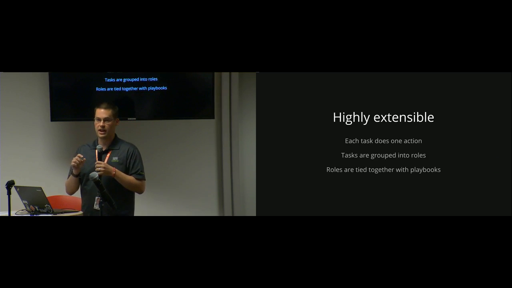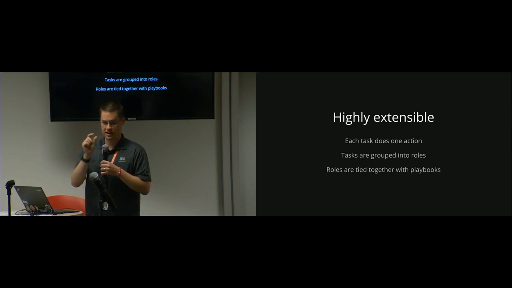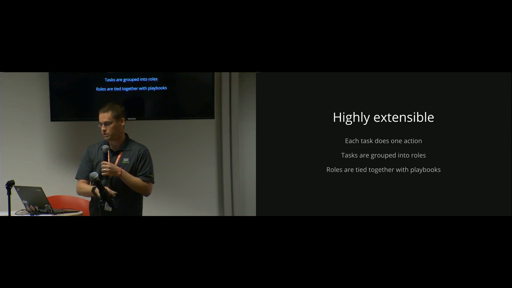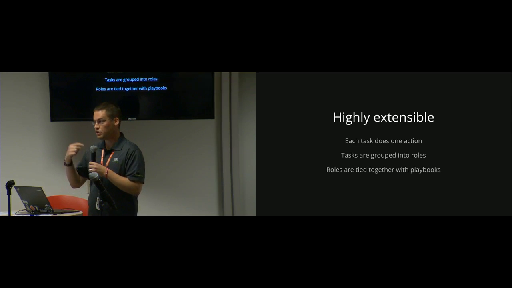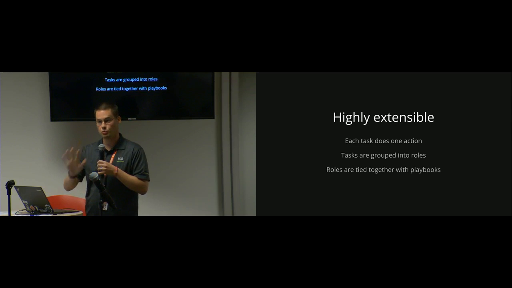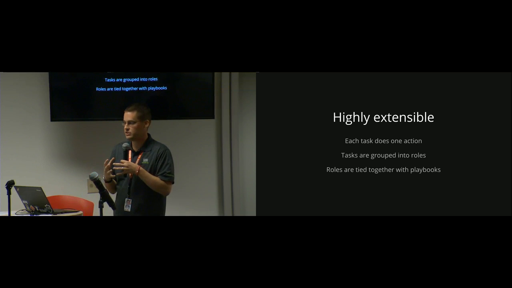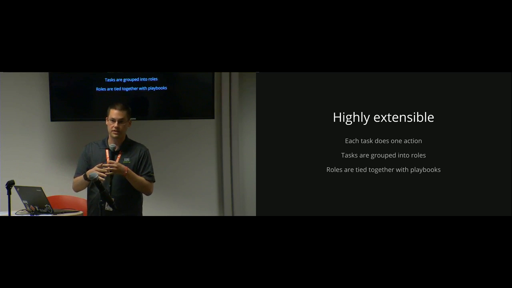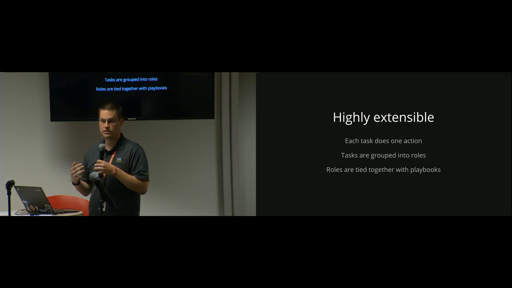You have tasks, and those tasks do one action. That task will take a config file from here and stick it there. It will install a package where a package didn't exist before. It will remove a package where a package existed before. But it only does one thing. It may go through a loop and remove 3 packages at once, but that's one action that's happening. You take all these tasks and you group them into roles. One example I like to give is if you're building a LAMP stack, like you want to do WordPress, you might have a role for Apache, a role for MySQL, and a role for WordPress. And you tie those together with playbooks. So you'll have a playbook called buildmywordpress.yaml.